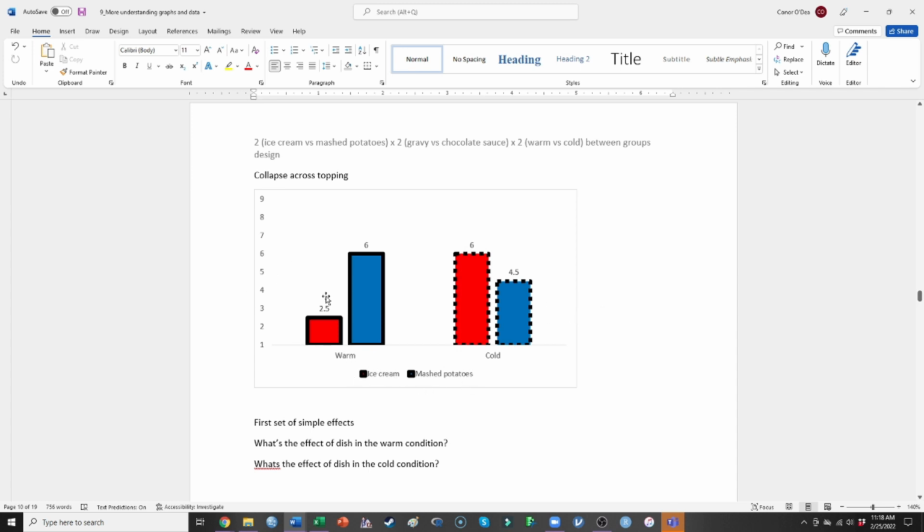So I've got ice cream in the warm condition. I've got mashed potatoes in the warm condition. I've got ice cream in the cold condition. I've got mashed potatoes in the cold condition.